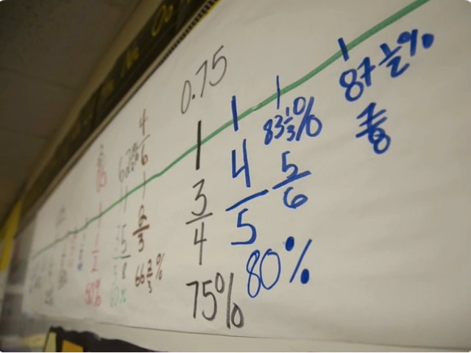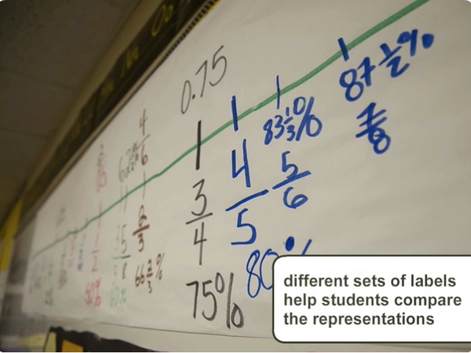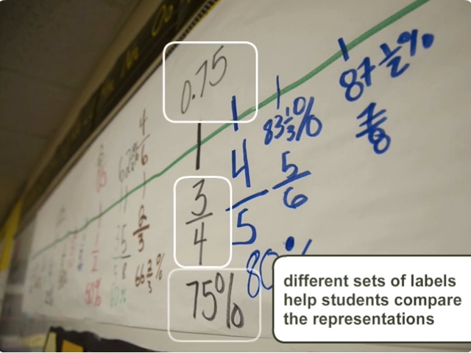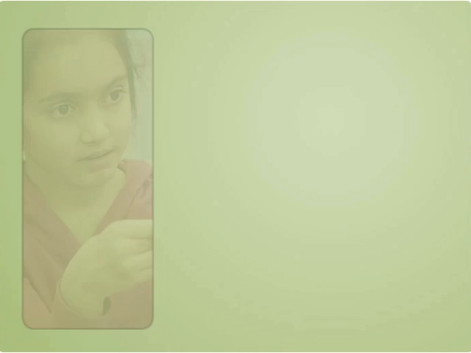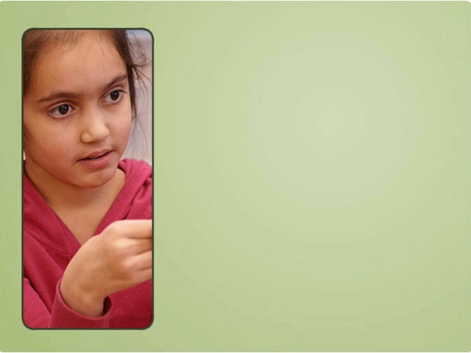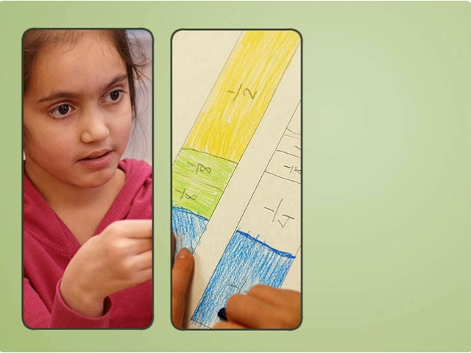On a number line, students can represent fractions as decimals and percentages. Different sets of labels help students compare the representations and see that 3/4, 0.75, and 75% are equivalent. The number line is a robust and flexible tool that can be used in many ways to build up the conceptual understanding that students need in order to make progress with rational numbers and understand algebra.